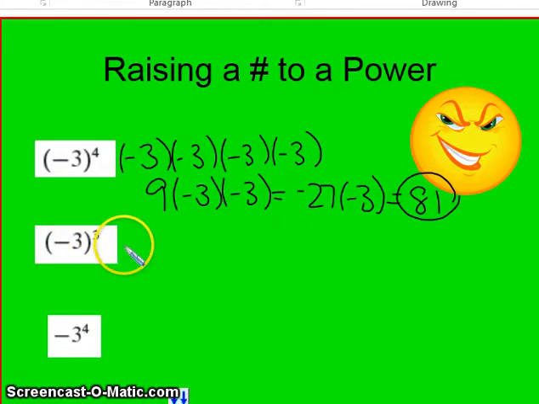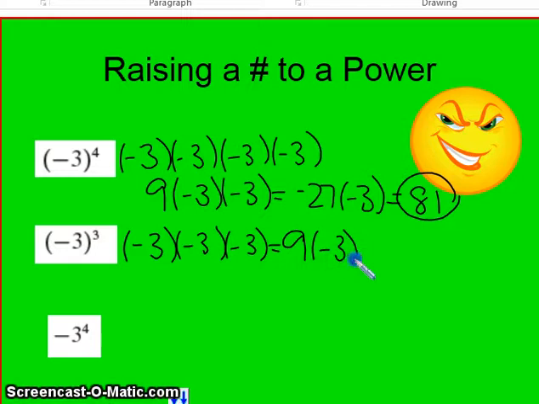Now let's look at negative 3 to the third power. Again, I've got parentheses, which means that that negative is included in what I'm raising to the power. So I've got 3 negative 3's that I'm multiplying. Negative 3 times a negative 3, signs match, so that gets me a positive 9. And a positive 9 times a negative 3 gets me a negative 27. So negative 3 to the third power is a negative 27.